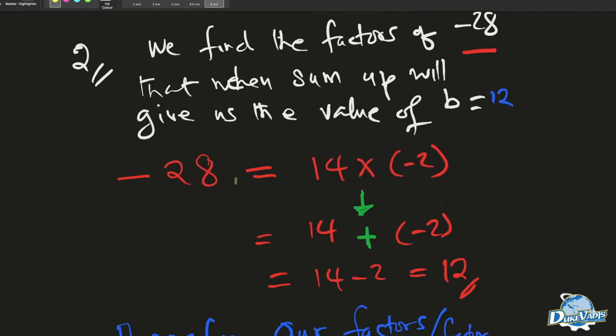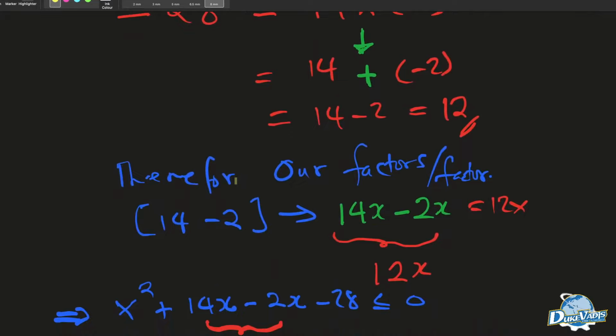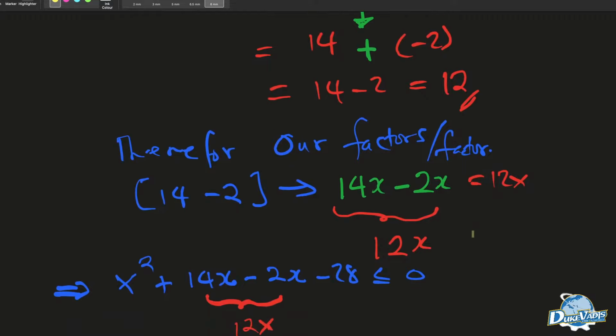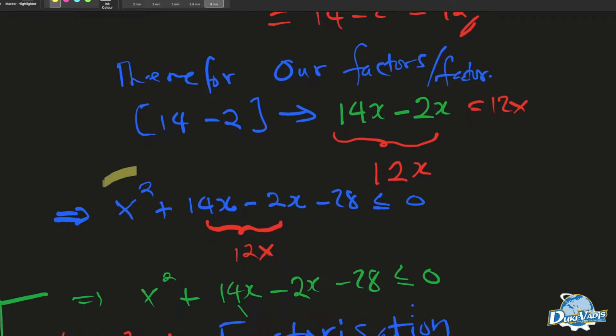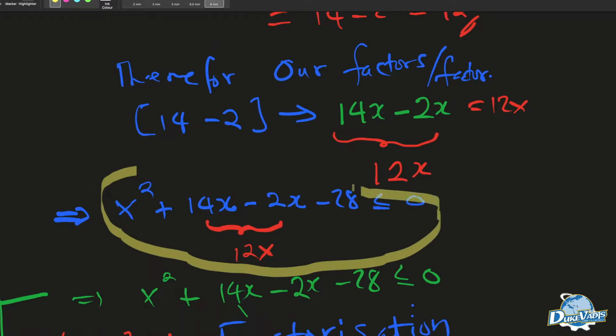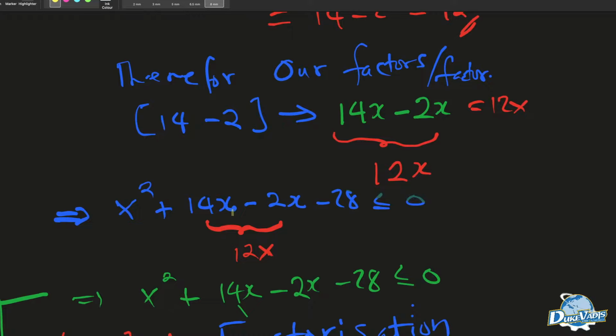So all we did, we say therefore the factors are 14 and negative 2. And that is 14x minus 2x. That will give us 12x. We substituted the 12x back into the equation, then it became this one. I also explained that the 14x minus 2x over here gives us 12x. That brings the equation back to the way it is.